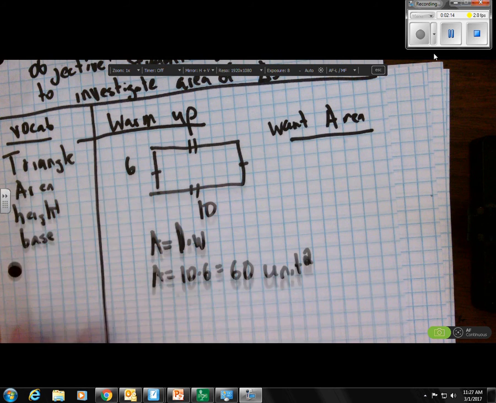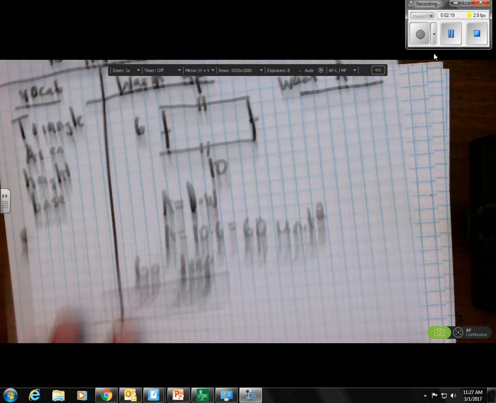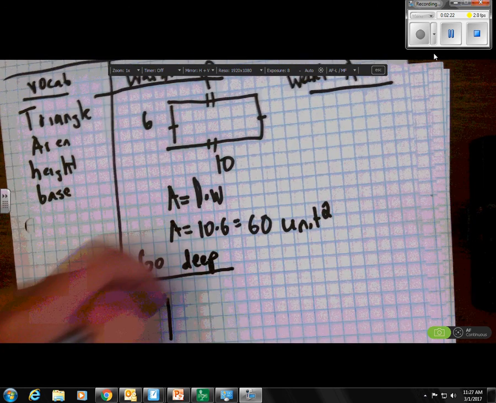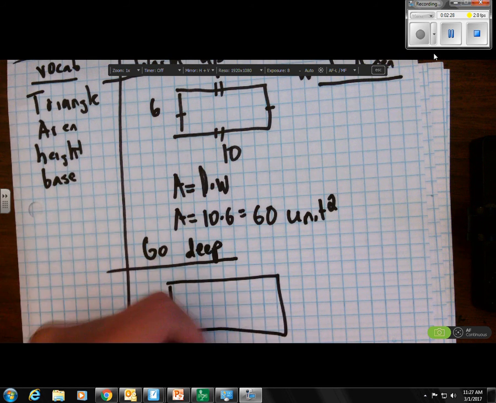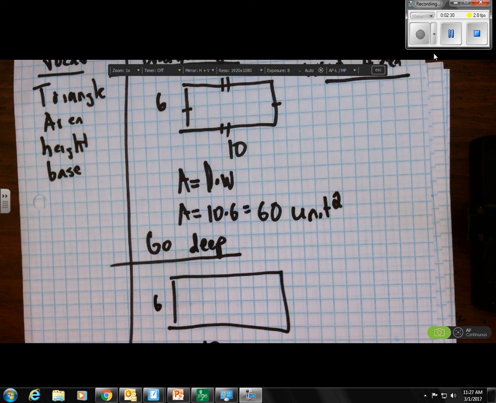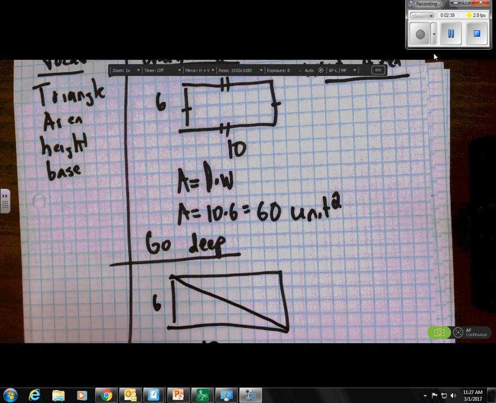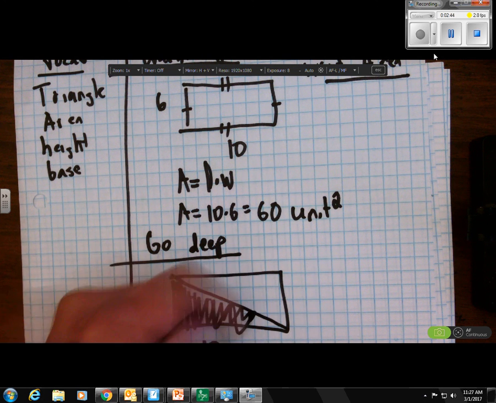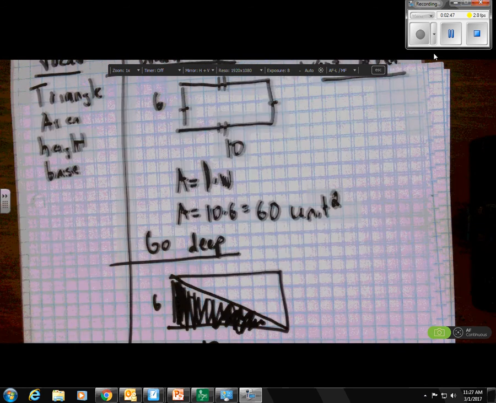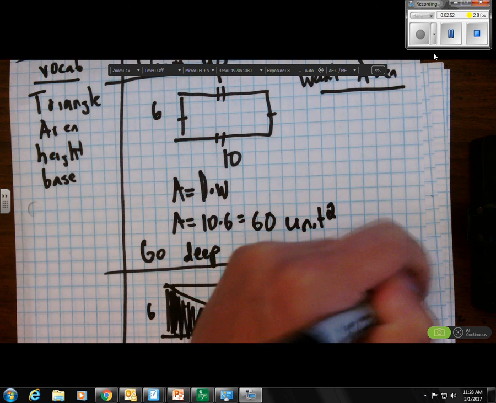So now let's go deeper. Let's think deep. I'm going to draw the same parallelogram, and he's still 6 by 10. But now, something's a little bit different. He is now going to be cut in half. So I'm going to cut this dude in half, and you'll notice that I've got two triangles. And I'll color one in. When I color this in right here, I know the area of my rectangle. This dude is 60.